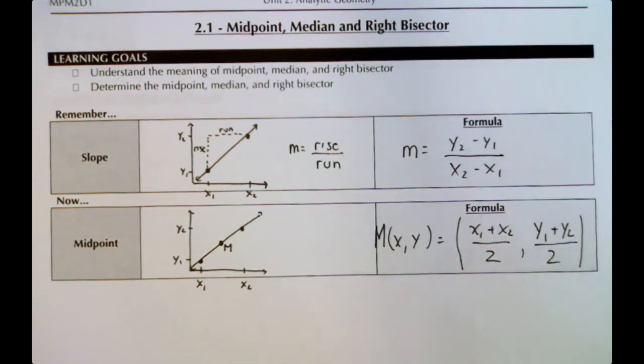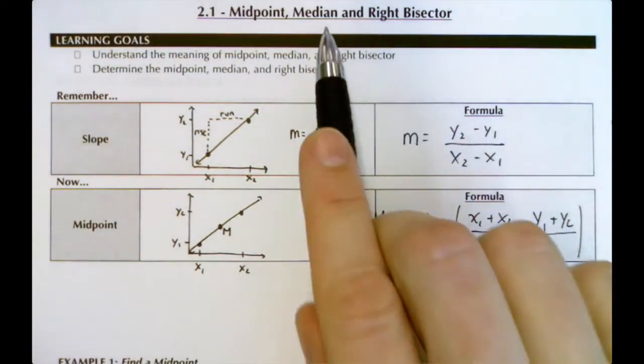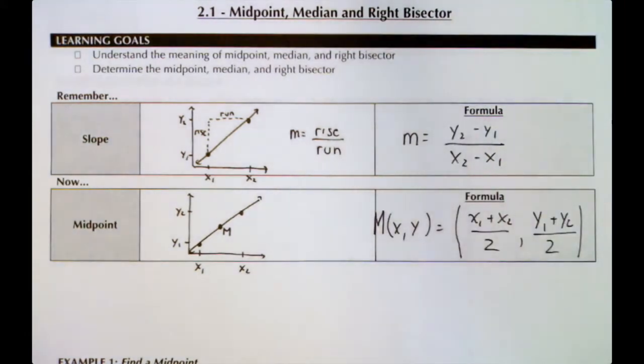Why do we need to know how to find the midpoint? Well, we use the midpoint when figuring out what the median and the right bisector are. What's a median? Well, you're about to find out in part 2 of the video. What's a right bisector? You're going to find out in part 3. But before we do that, I need to make sure we can figure out the midpoint. So let's do an example of midpoint.